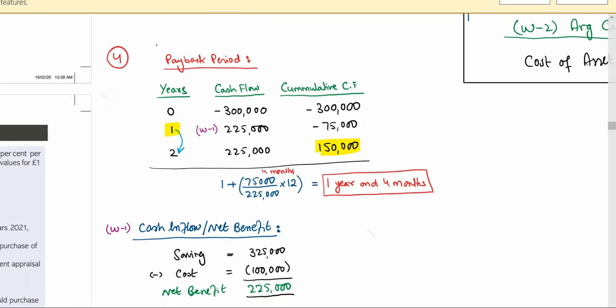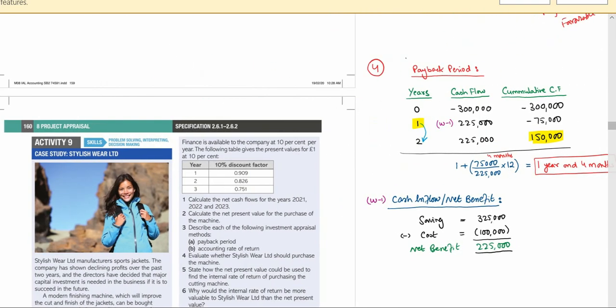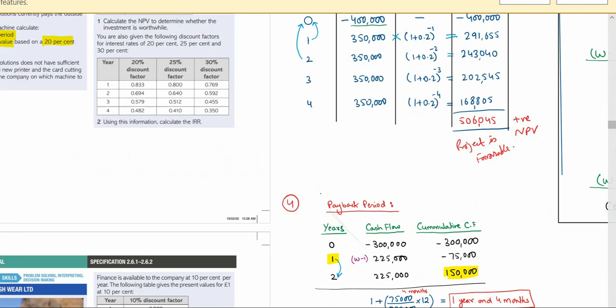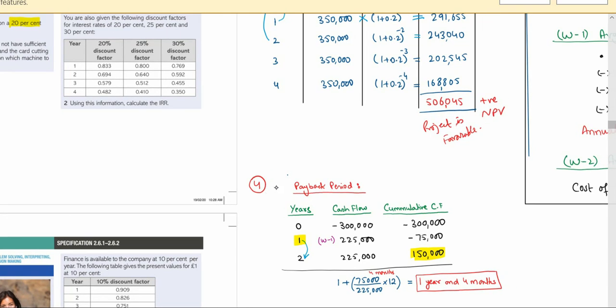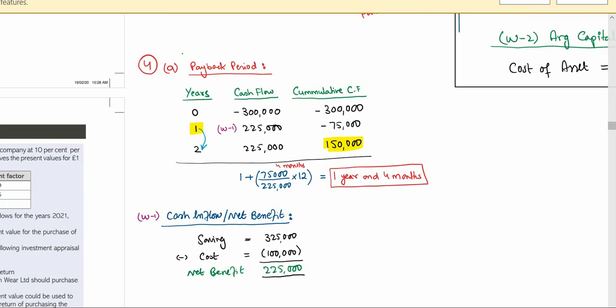Okay, so this is the answer of question number 4, part A. So question 4, part A. Yes, any problem in this?